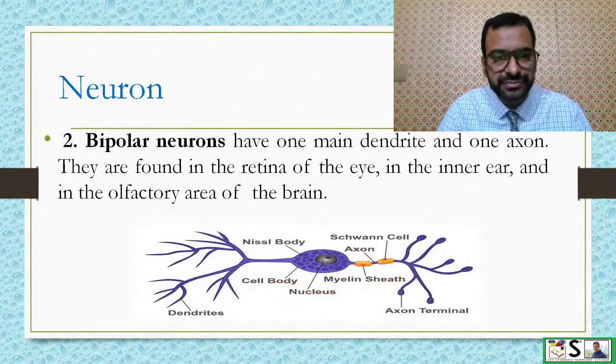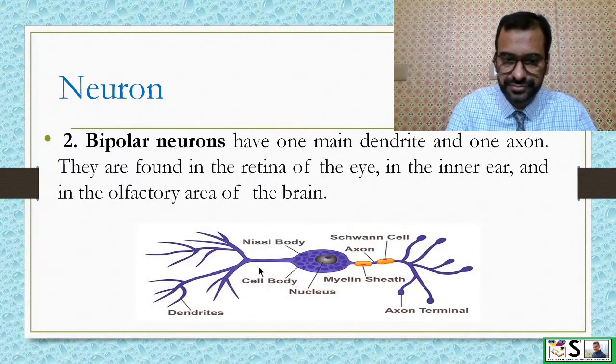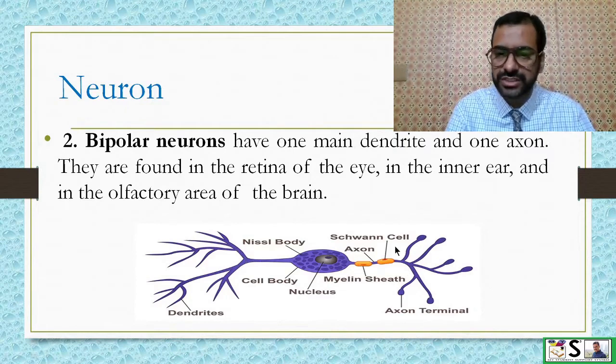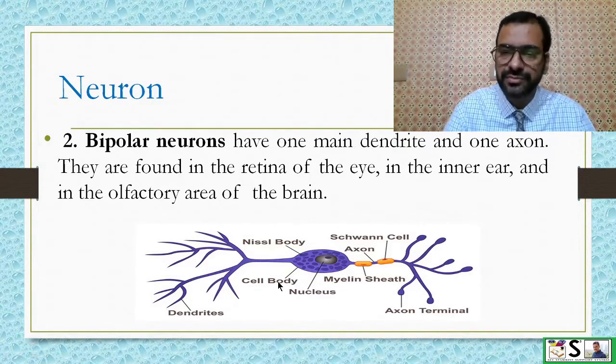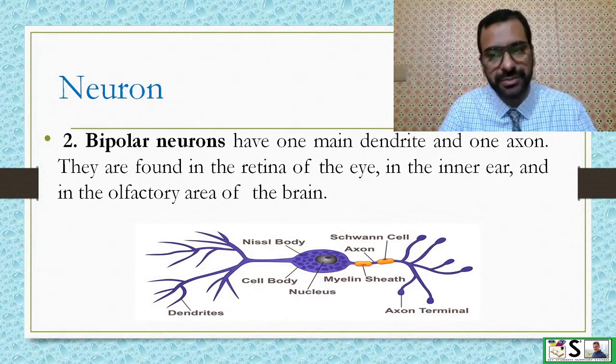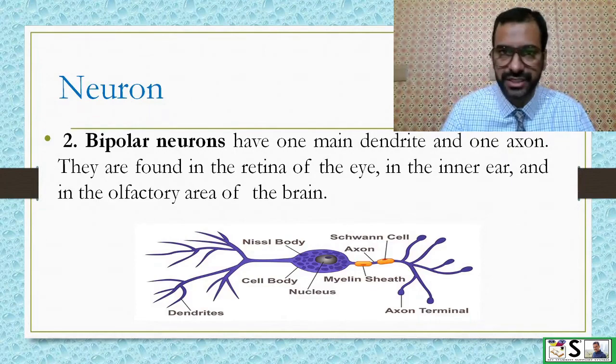Bipolar neuron. They have one main dendrite here, then cell body, and then axon. So this is bipolar. They are found in the retina of the eye, in the middle ear, and in the olfactory area of the brain.